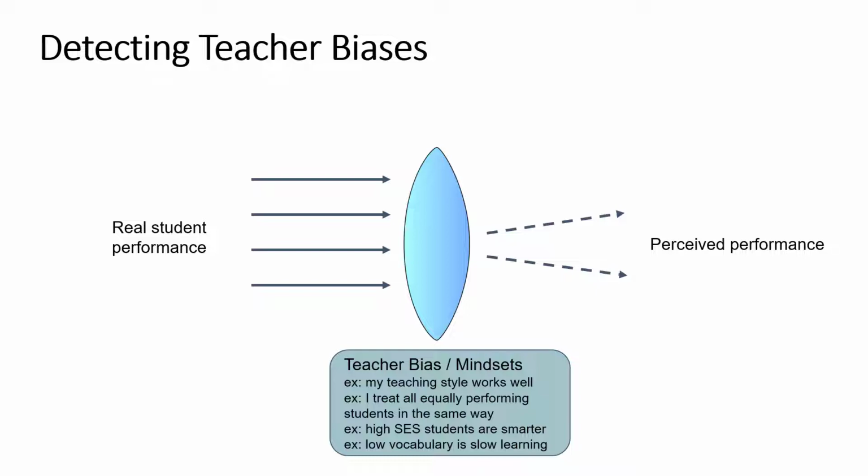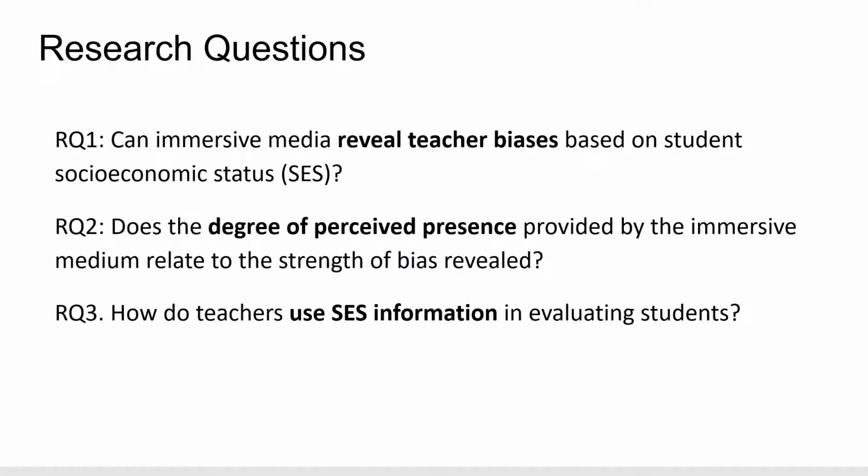In the present study, we wanted to investigate whether teachers are biased by perceptions of students' socioeconomic status and whether we can use immersive environments to detect these kinds of biases. Our research questions are the following. First, we investigate whether immersive media can reveal teacher biases about socioeconomic status. Second, does the degree of presence experienced by teachers relate to the strength of the bias? And then third, how is socioeconomic status information used by teachers?